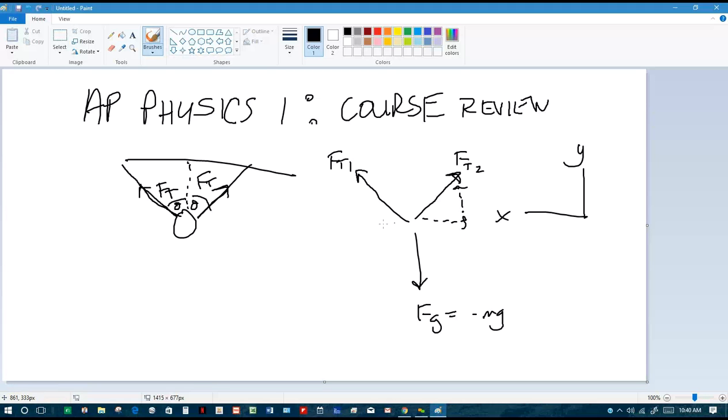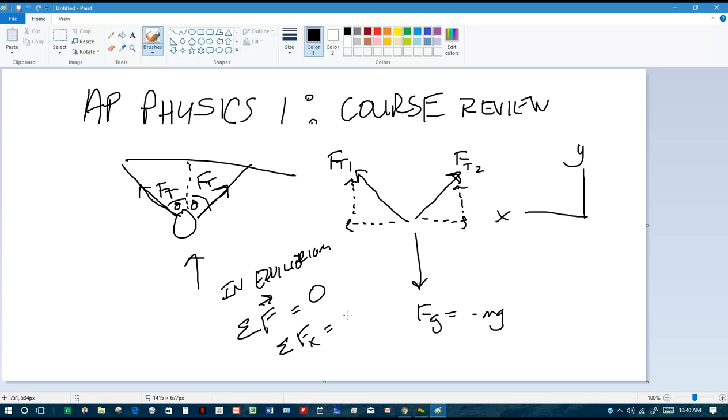Only the vertical components of these tensions can absorb the weight, because we know it's hanging, right? So it's in equilibrium. It means that the net force in each direction equals 0, which means the sum of forces in x has to add up to 0, and the sum of forces on the y axis has to add up to 0. So this rope is pulling to the left with a certain amount of force, and this x component is pulling to the right with an equal amount of force. So these add up to 0. If this was negative 5 newtons, then this would be 5, and those would add to 0.